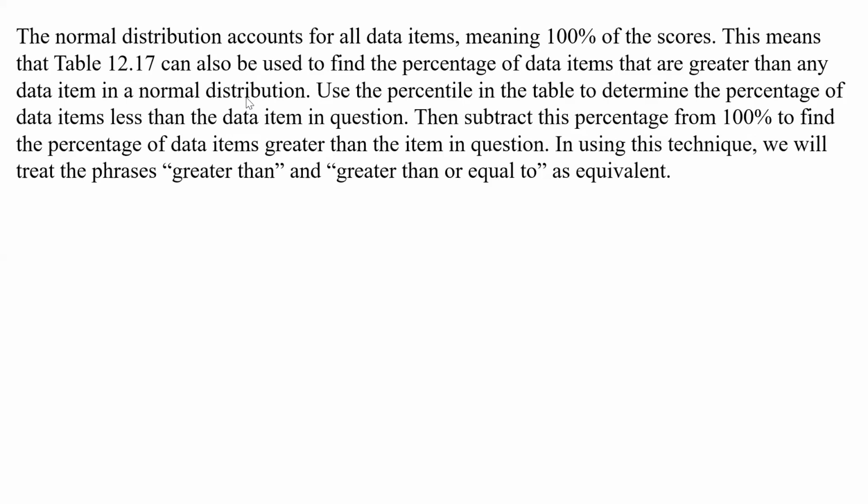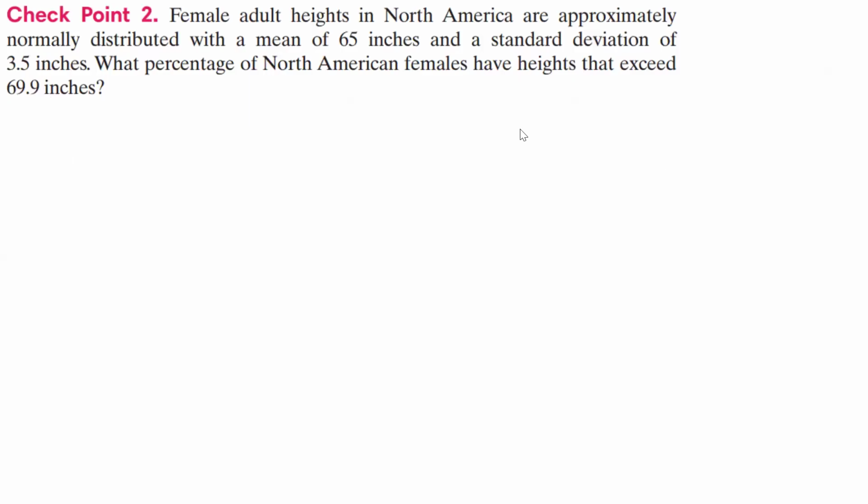That's what we'll be doing for this next example, which says that female adult heights in North America are approximately normally distributed with a mean of 65 inches and a standard deviation of 3.5 inches. What percentage of North American females have heights that exceed 69.9 inches? All right, so what we need to do is find our z-score.